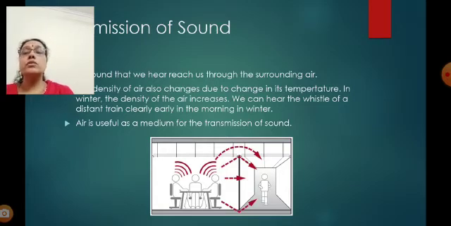Here one small picture is also shown. What is there? A few people are sitting in a room and talking. One person who is walking through the corridor is able to hear the voice.